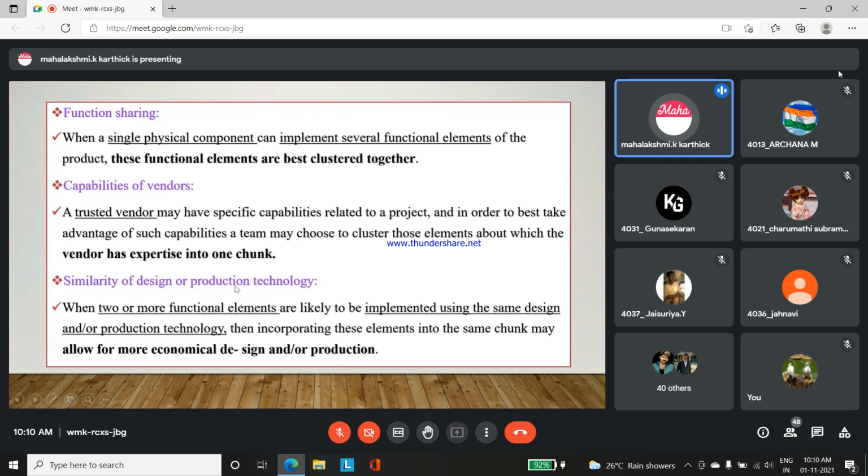Simplicity of design and production technology. According to the updated technology, this grouping idea can be made, and an already made clustering idea will be helpful for the new technology.